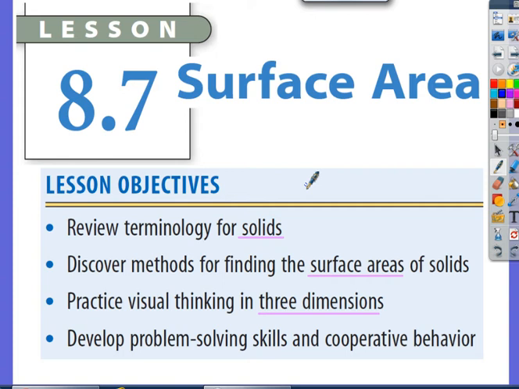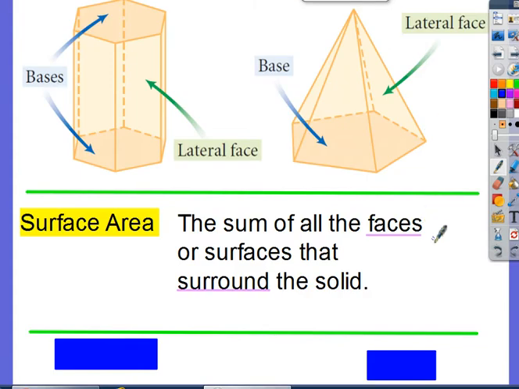Well, hello, and welcome to Levine Geometry 8.7, Surface Area. We are going to cover how to find the area of different three-dimensional shapes on the outside of those shapes. We're not working on volume, so go ahead and write 8.7 surface area. We're not finding the area inside of objects, we're finding the area of their surfaces.